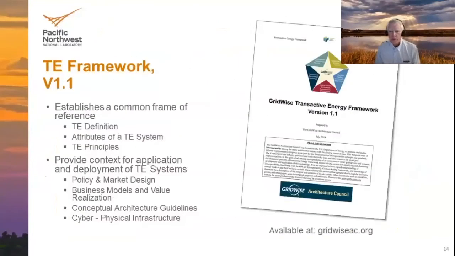This was all pulled together in the Transactive Energy Framework document, the second version of which, version 1.1, was published in July 2009. It's available at gridwiseac.org. This both includes definitions, and it also lists a number of attributes of the TE system. For example, who are the transacting parties? What is the transaction mechanism? What is the extent of the system? Is it just in a distribution system? Is it from end to end, from transmission through to end use, et cetera?